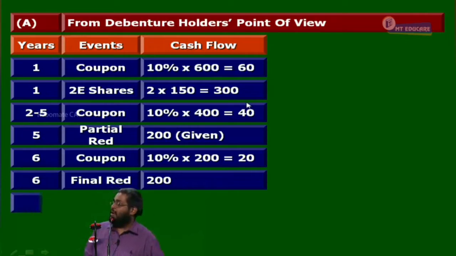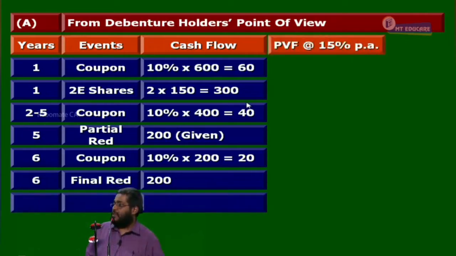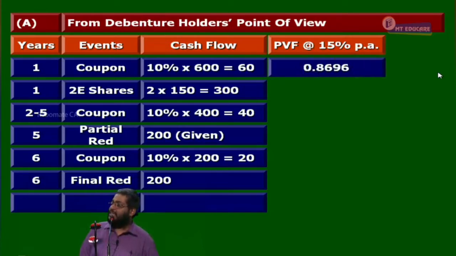Can I proceed? Now, let us guess 15% as IRR. Don't ask me why, sir, I took 15% because I know the answer. In examination they'll be giving 14 or 15 percent. Use one of them as a guess rate. Now, the present value factor at 15% for 1 year: 1 divided by 1.15 is equal to 0.8696. Next is also 0.8696. How to find the annuity factor for 2 to 5 years?